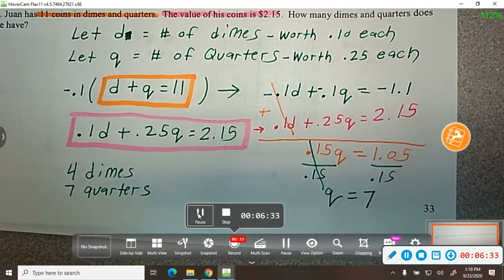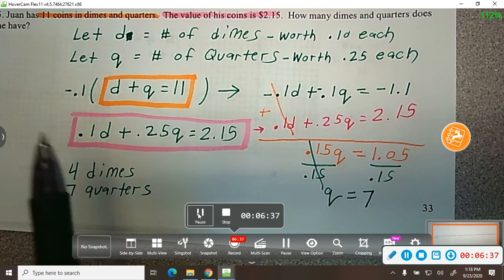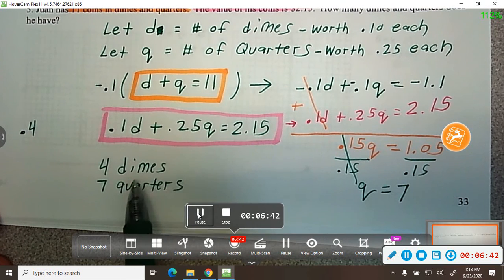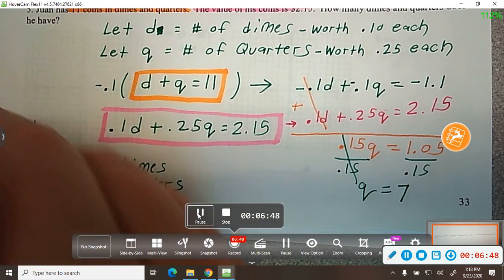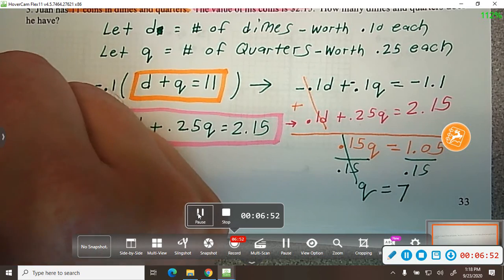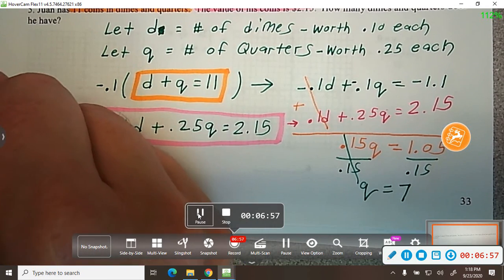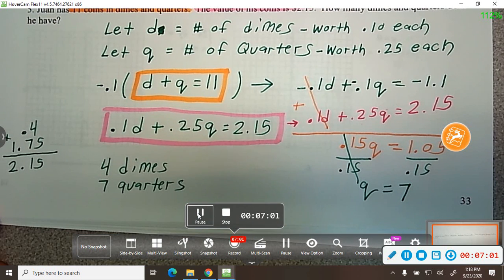If I check my work, 0.1 times 4, that'd be 40 cents. And if I take 25 cents times 7, 4 will make $1, so it'd be $1.75. And if you add those together, that is $2.15. So I know, without a doubt, I'm correct. It's 4 dimes, 7 quarters.